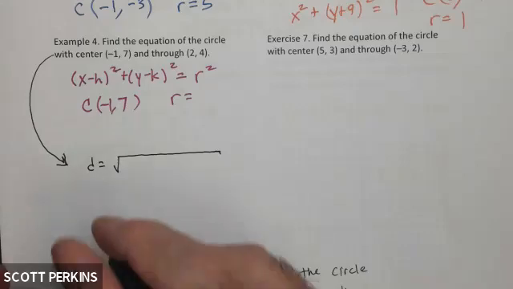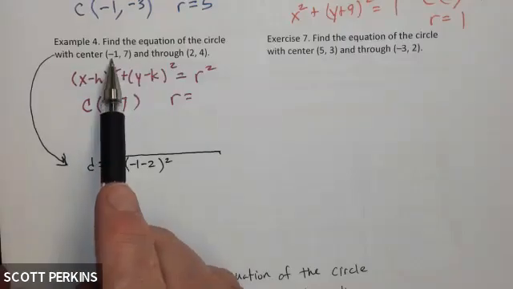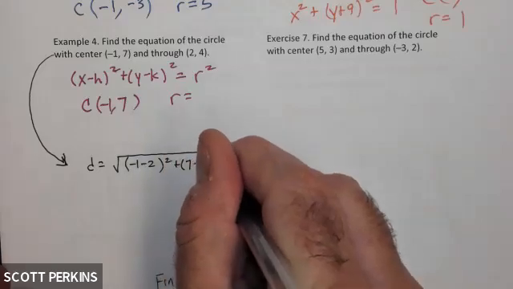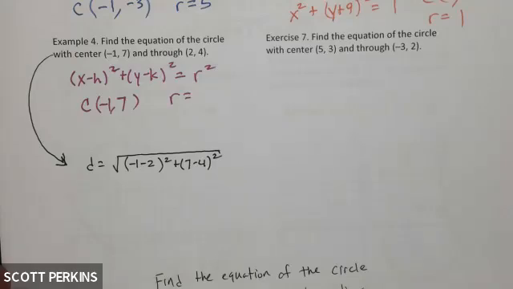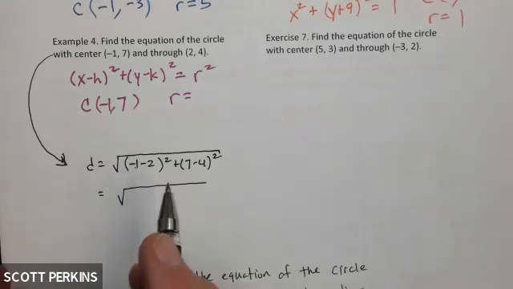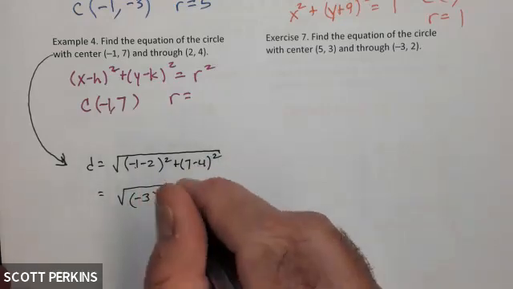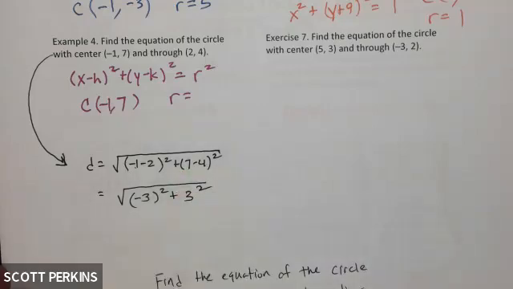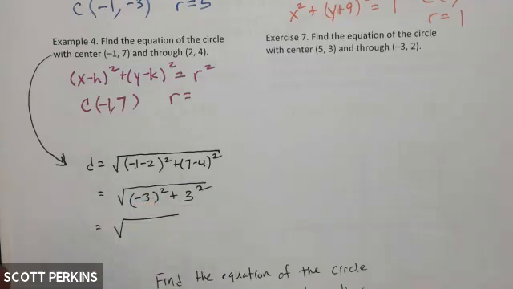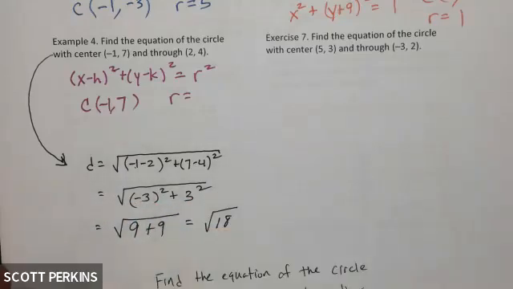So the distance between the x's is going to be negative 1 minus 2, and I'll square that. The distance between the y's is going to be 7 minus 4, I'll square that. Negative 1 minus 2 is negative 3, which I'll square. 7 minus 4 is positive 3, which I'll square. And that's the square root of 9 plus 9, which is the square root of 18.